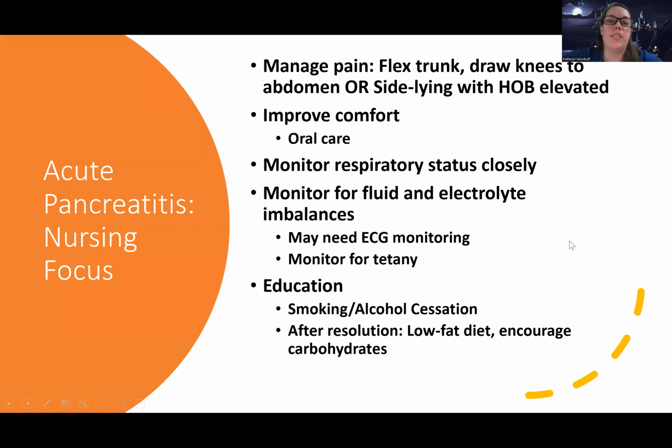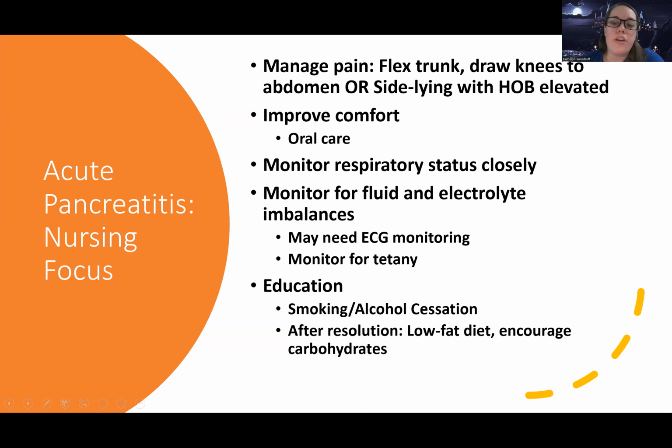As the nurse, I'm going to teach them to flex their trunk, draw their knees to their abdomen, or lie on their side with the head of bed elevated, because we want that head of bed elevated to help with the respiratory stuff. Sometimes that flexion in the knees can make a big difference, and side lying with that flexion can help a lot. I want to improve their comfort, especially if they're nauseous or vomiting, provide good oral care, and monitor their respiratory status closely.